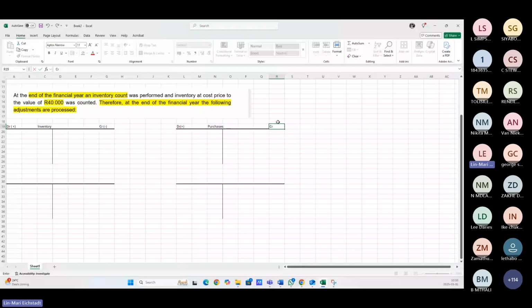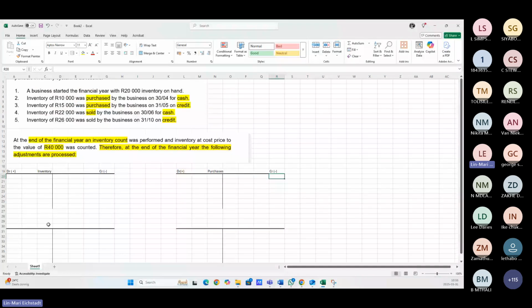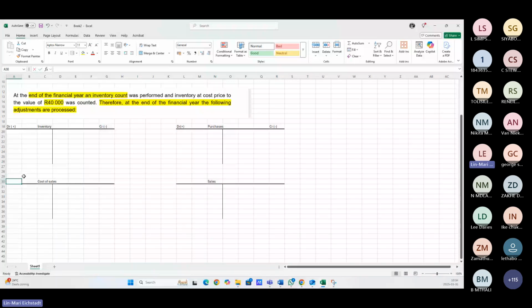Yes. Then we would also have our sales account and our cost of sales account. So let's maybe do our cost of sales account. And we would have our sales account. So for our cost of sales account, this one we would increase on the debit side.